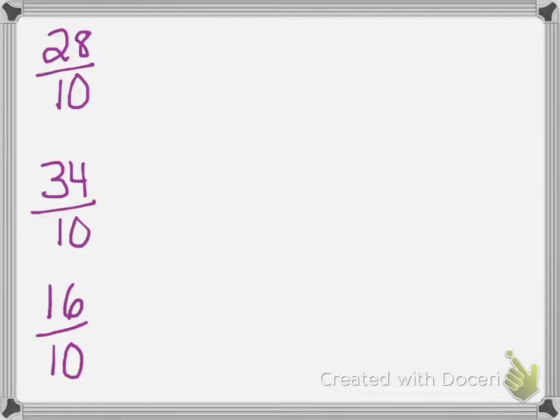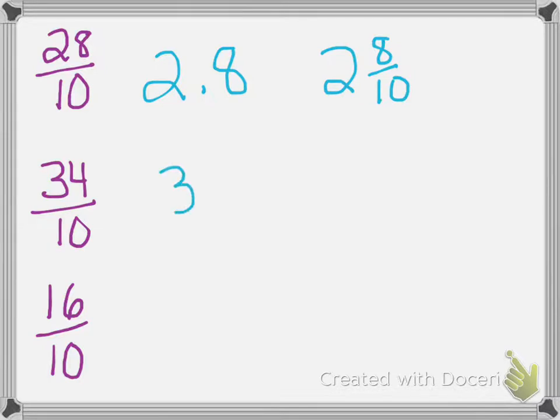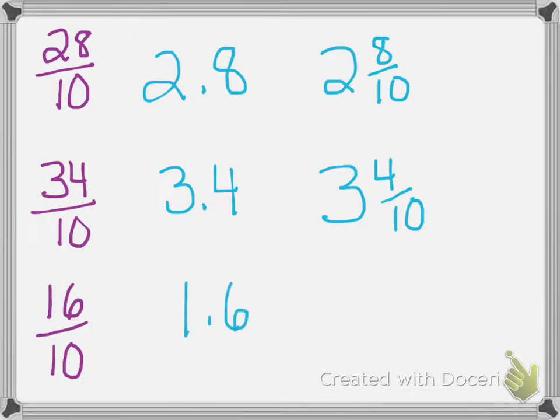Now let's try some examples without the number lines. So we're going to turn these improper fractions into decimals and mixed numbers. So let's start with 28 tenths. We can write that as 2 decimal 8. For a mixed number, we would have 2 wholes and we would have 8 tenths. So it would be 2 and 8 tenths. For the improper fraction 34 tenths, it would be 3 decimal 4, and it would be 3 and 4 tenths. And then for 16 tenths, it would be 1 decimal 6, and it would be 1 and 6 tenths.